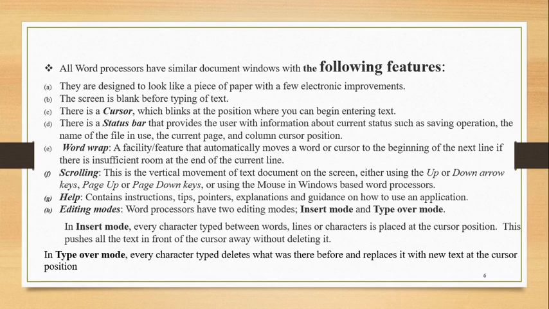Also, some of the other features include word wrap. Word wrap is a feature that automatically moves a word or cursor to the beginning of the next line if there is insufficient room at the end of the current line. Have you ever noticed that when you are typing and you reach the end of the page, the cursor automatically flows to the start of a new sentence? That is called word wrapping, and therefore that facility is called word wrap.